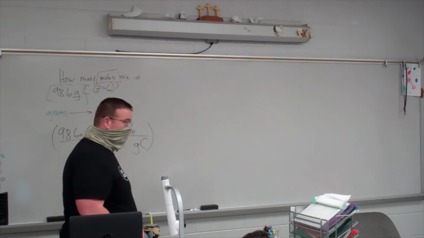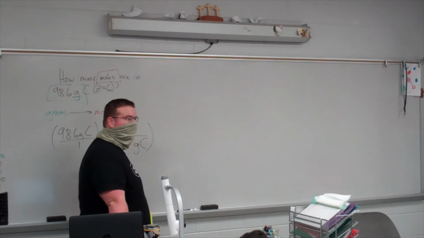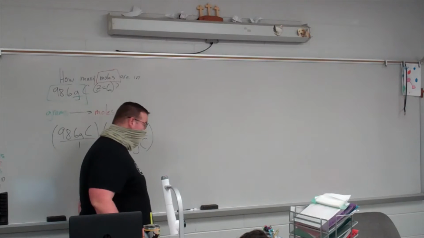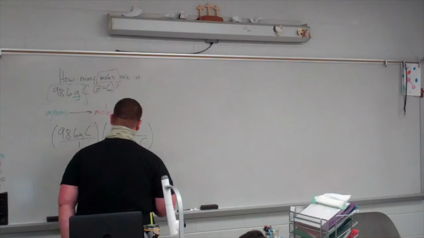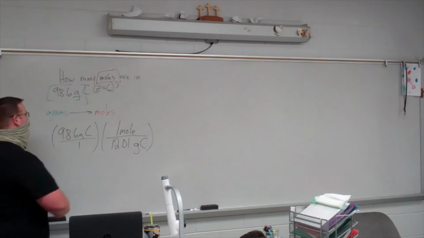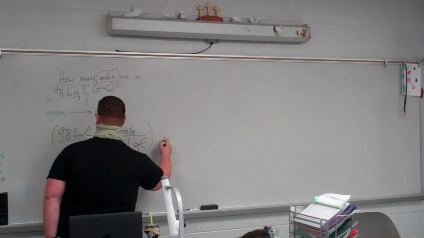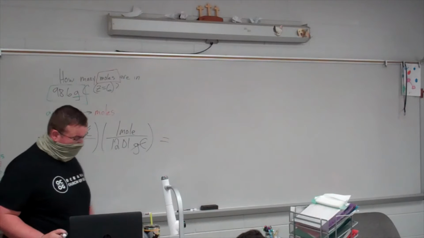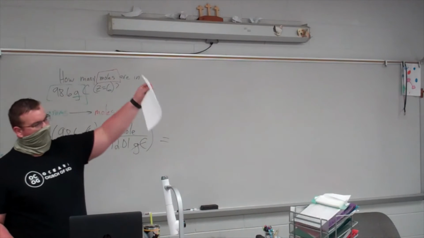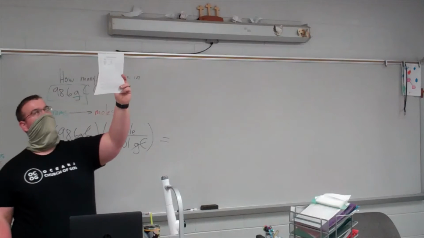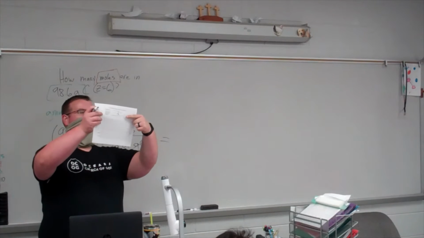98.6. Oh, wait. Hang on. 12.01. Good job. Beautiful. Transfer mole. 12.01 grams of carbon. Grams of carbon will cancel. But why 12.01? It comes off the periodic table. It's the average atomic mass of carbon. Where'd you get that from? Okay. Average atomic mass off of the periodic table for carbon. Find carbon right here. It's number 6.